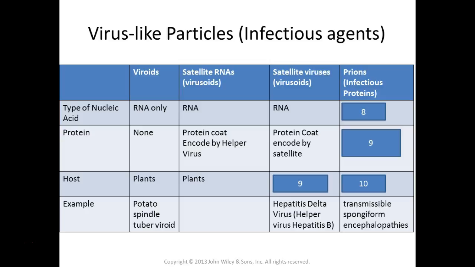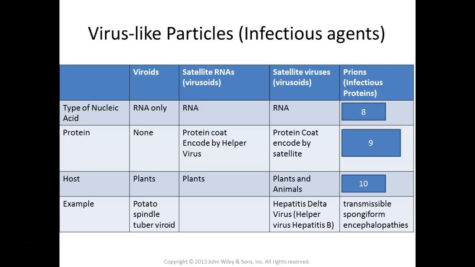The hepatitis D virus, some people call it a virus, or some people call it a satellite virus now, or some people used to call it a viroid. We're still trying to tease this stuff out. So who gets hepatitis? That would be us, right? Animals, right? But plants can get these satellite viruses as well.